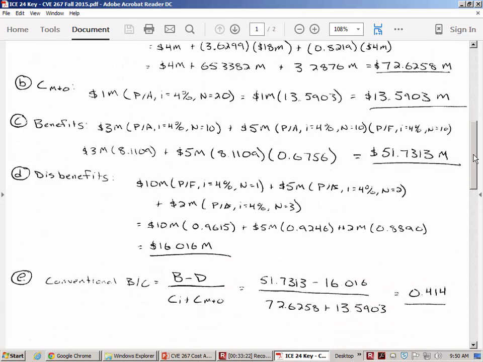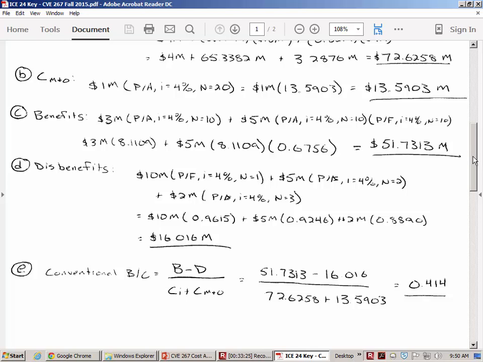Which one? Disbenefits. $16.016 million.